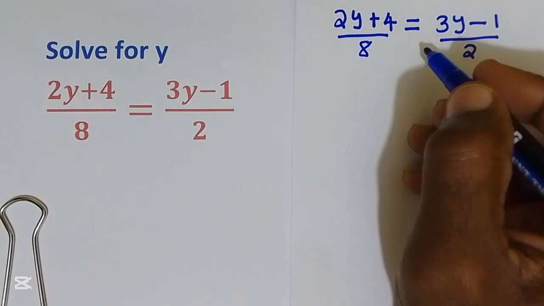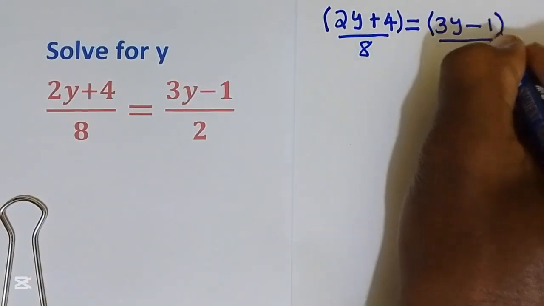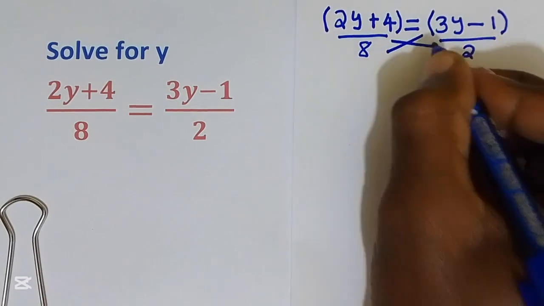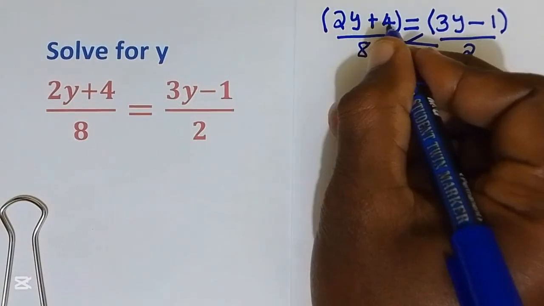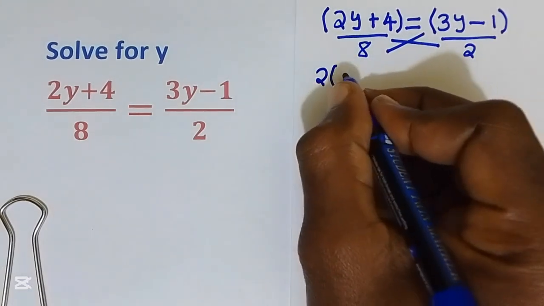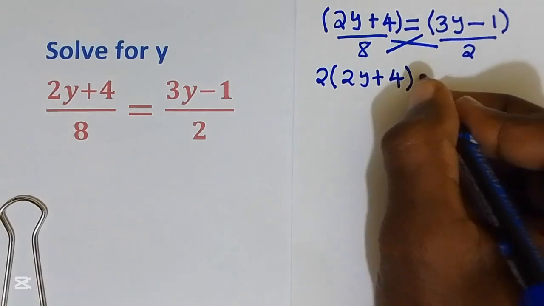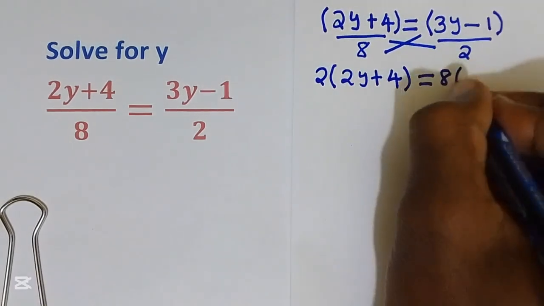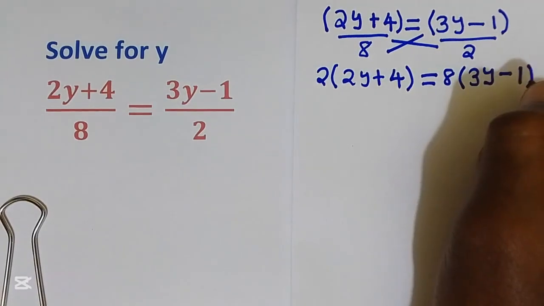The first thing we are going to do, we are going to introduce the bracket. Then we are going to cross and multiply. That is going to be 2 multiplied by (2y + 4). This is equal to 8 multiplied by (3y - 1).